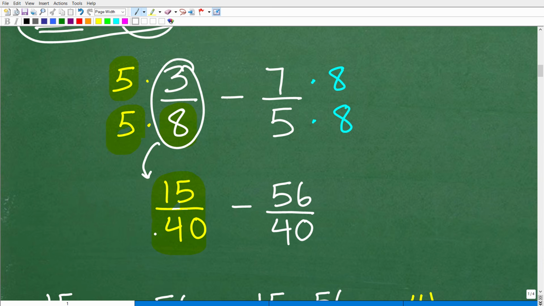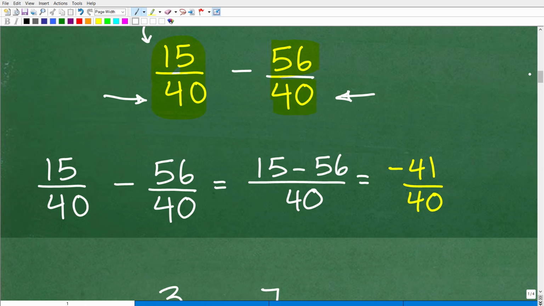If I told you to reduce this fraction, you would simply go back to 3/8. But the great thing about this fraction now is it has that denominator that we want. So we're going to do the same thing here for 7/5. How can I turn a 5 into a 40? Easy, just multiply it by 8. So I've got to multiply the numerator by 8 as well. So you're going to end up with 56 over 40. Now I have two fractions. The denominators are 40, and I'm ready to go ahead and subtract these things.